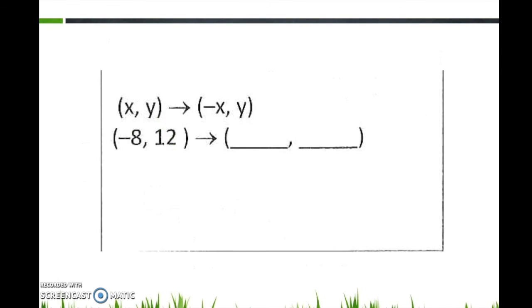Now pause the video and give it a try. Let's see what you got. So we're going to apply the rule where my x is going to become the opposite and my y stays the same. So the opposite of my negative 8 should give me positive 8. And my y is going to stay the same, 12. Hope you got that. Remember, pause, rewind, rewatch as many times as you like.